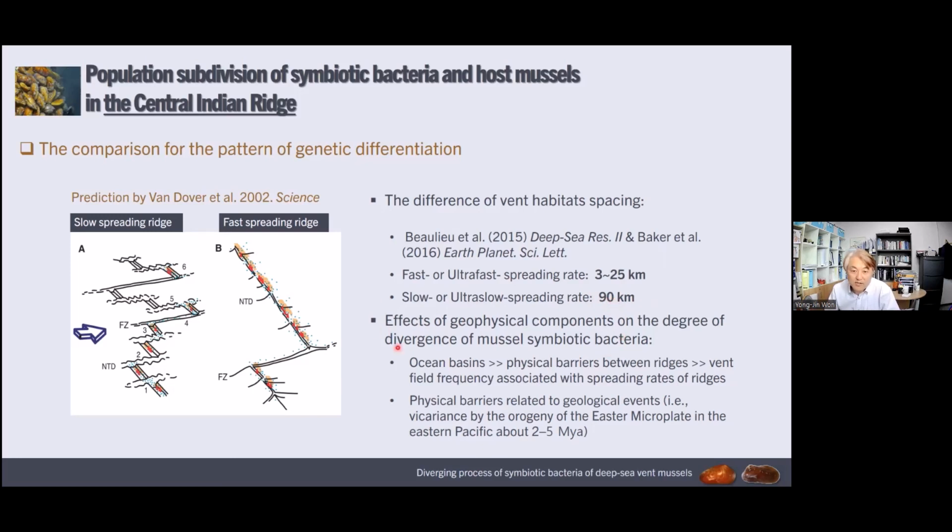And also in this study, we could find the effects of geophysical components on the degree of divergence of mussel symbiotic bacteria. The largest is the ocean basin, Indian and Pacific. And second, the largest impact is physical barriers such as a microplate between these. And third, the influencer will be the vent field frequency associated with the spreading rate of the ridge, as shown in the picture. And the physical barrier related to geology effect. So this one is, I think, a good calibration point for future study.